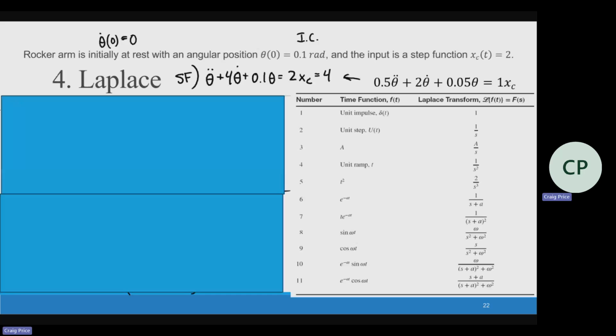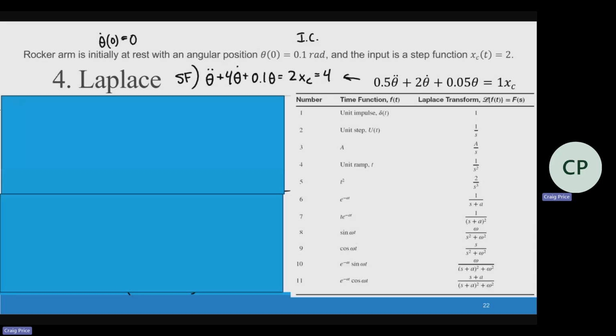Like we talked about, we've got to use Laplace transforms because we have an initial condition. I can't use the transfer function. I'm trying to find the complete response. What is that actual function? It tells us it's initially at rest. That tells us that theta dot, the velocity, should be equal to 0 at time 0. But we do have theta at time 0 is 0.1 radians. The input is a step function of 2.